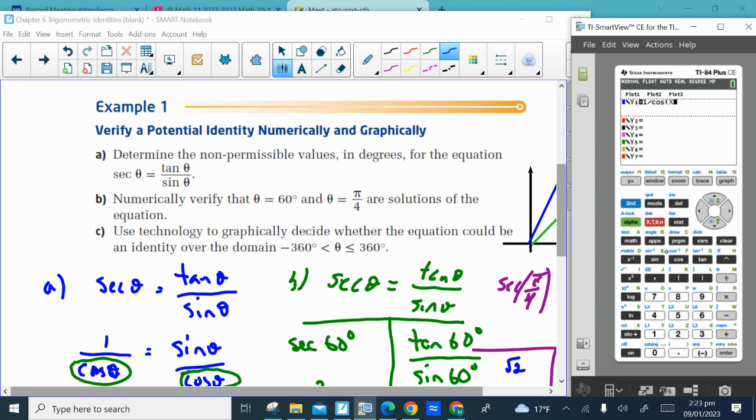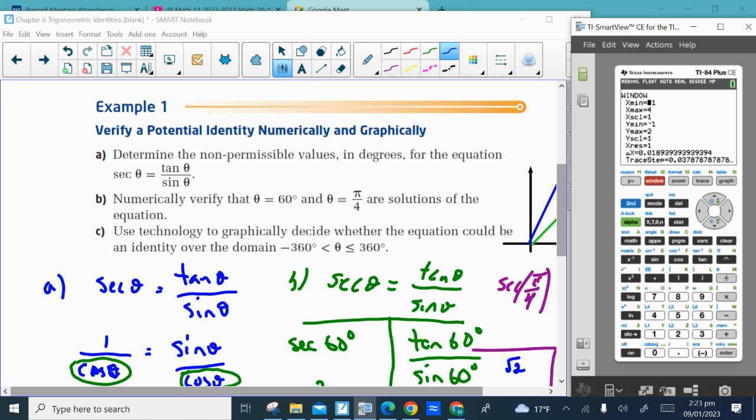One divided by the cosine of x. So that's secant. That's the left side. The right side is tan theta over sine theta, or tan x divided by sine x. I want to be in degrees here. I could be in radians if I wanted to. I've just chosen to be in degrees, which means that when I set up my windows, they must reflect that.